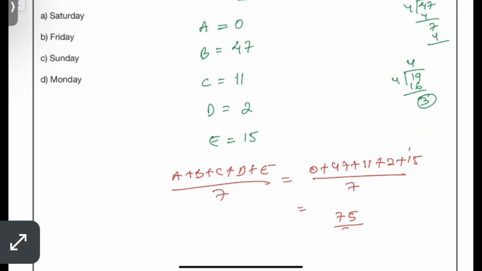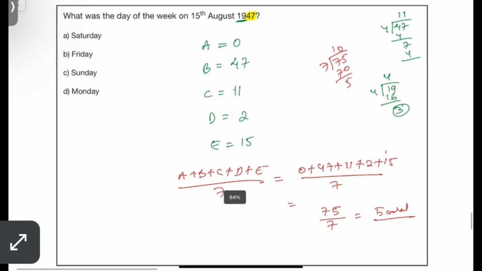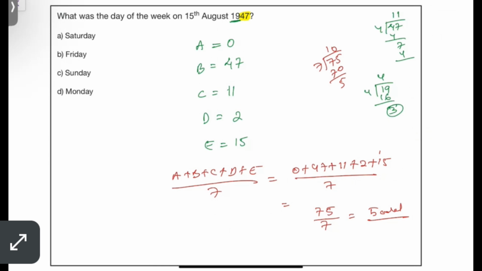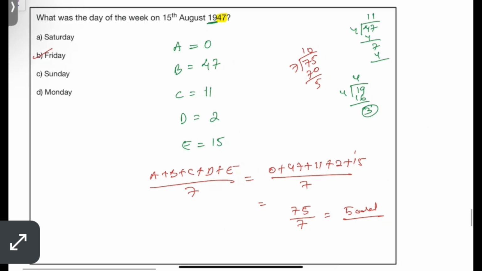75 divided by 7. So 75 divided by 7 is 7 tens are 70. So which means I have 5 here. So which means 5 odd days. If we divide this, how much would we get? 6 is Saturday, which means 5 will be Friday. From the code that we have done, I'm just directly doing here.